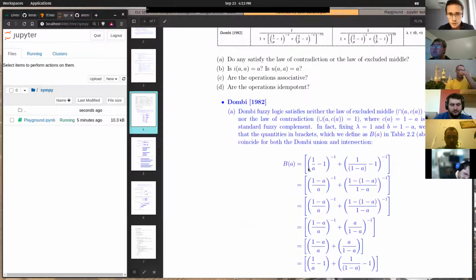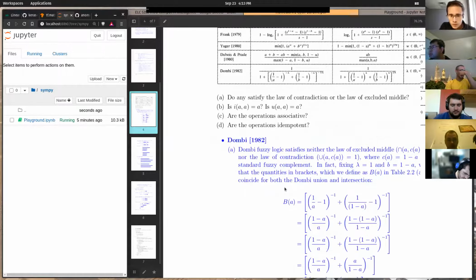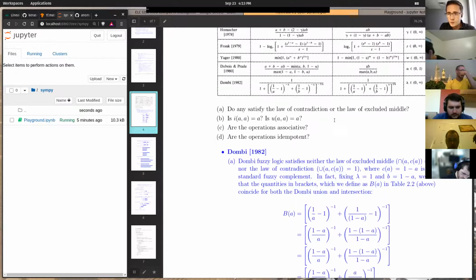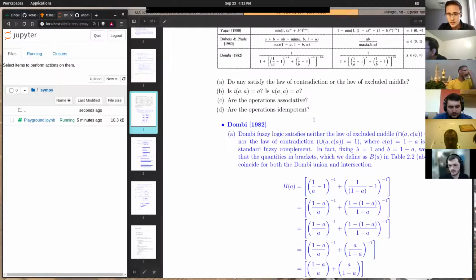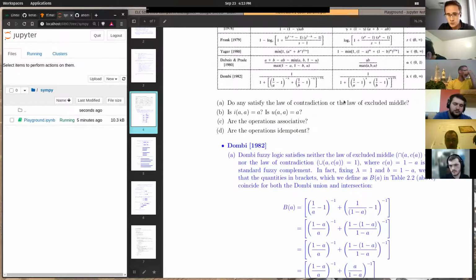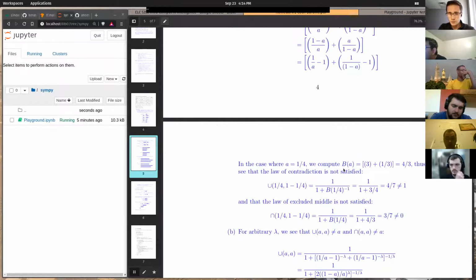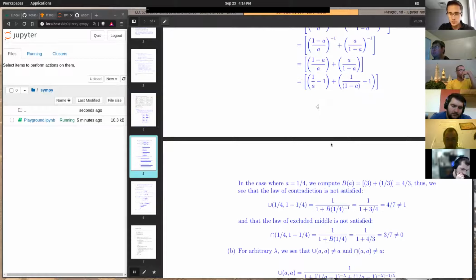All right, so I did the Dombey fuzzy logic, which is given by this last cell in the table. It doesn't satisfy the law of excluded middle or the law of contradiction. Because this would result in LaTeX that would look kind of like vomit on the page, I did a little bit of simplification. I just looked at these quantities in brackets first and denoted it as B sub A, and found that when you fixed lambda equal to 1, they coincided, which here's sort of the proof of that. I guess that's sort of our intermediate lemma. And then using that lemma, we can just plug in values as a simple counterexample.